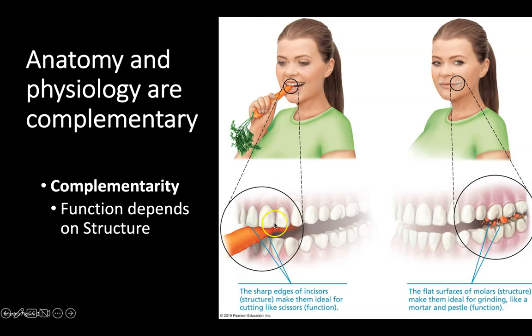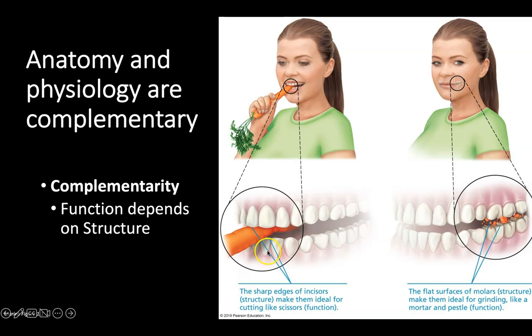But at the front of our mouths, we have incisors. And these incisors are sharp. They have flat edges, which allows them to cut. So they're cutting like scissors. So the structure is those sharp edges. The function is cutting like scissors. So in this case, the carrot is being cut into a digestible portion.